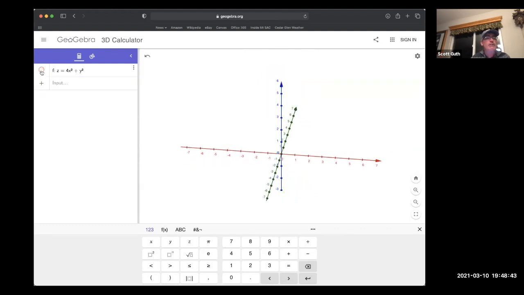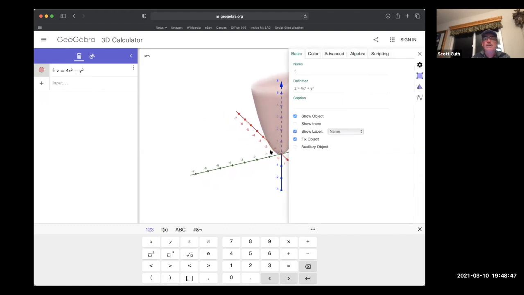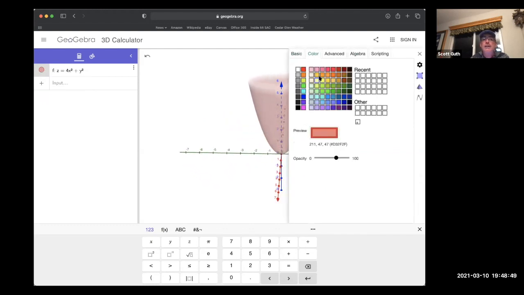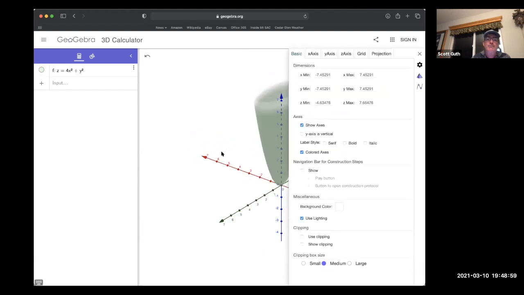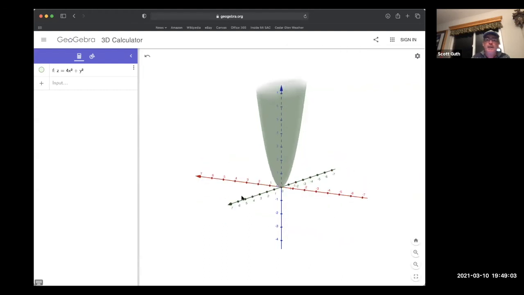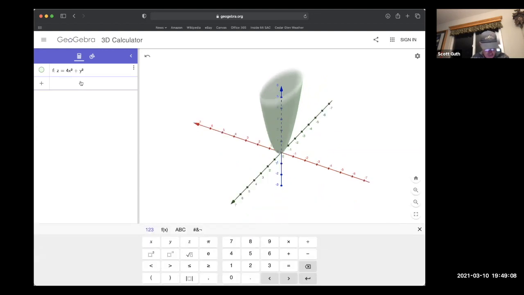Okay, I can change the color if I want. I think there's a way to click on that. Settings. The color is just hideous to me. These are all pretty hideous. What about that? Yeah, these are all hideous. Okay, so there's my elliptic paraboloid, and now I have to do the cylinder. So the cylinder is just y equals x squared.